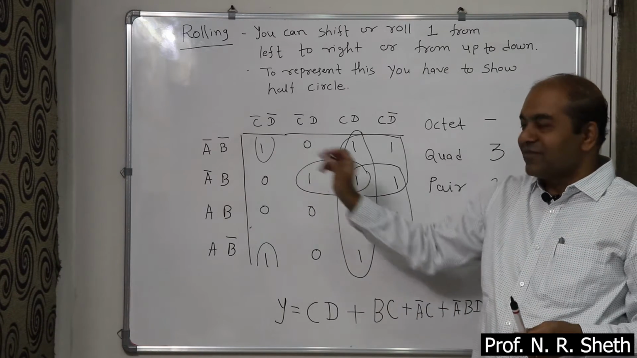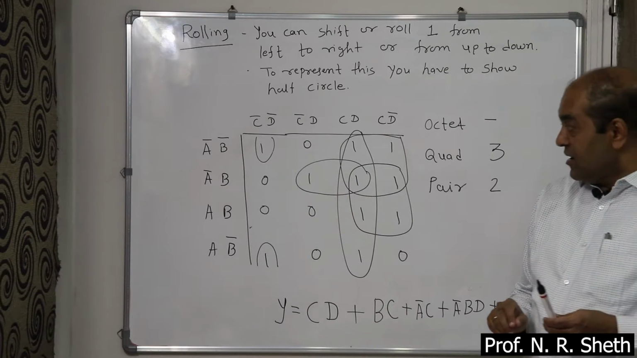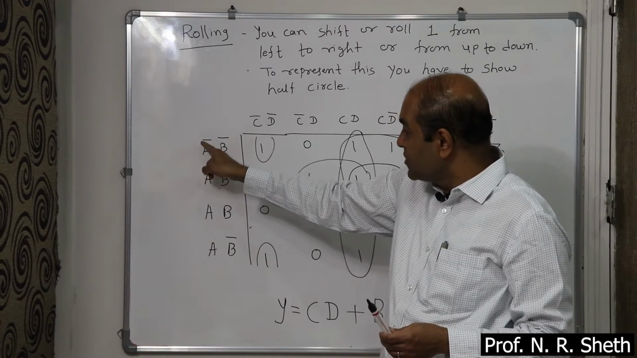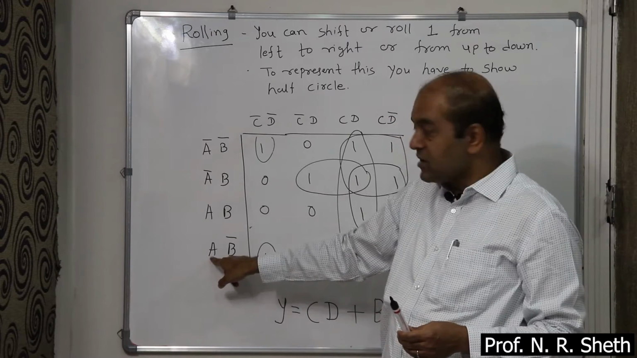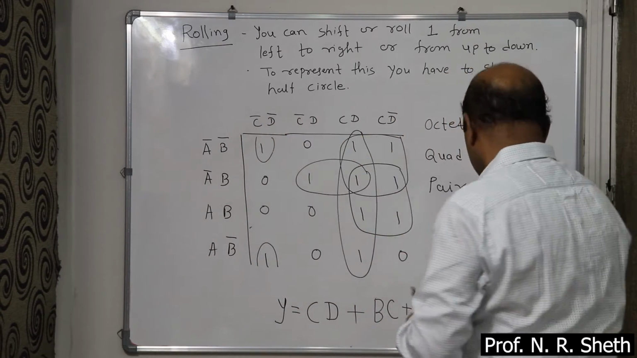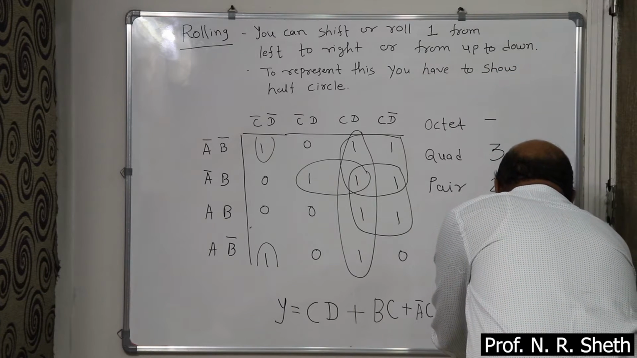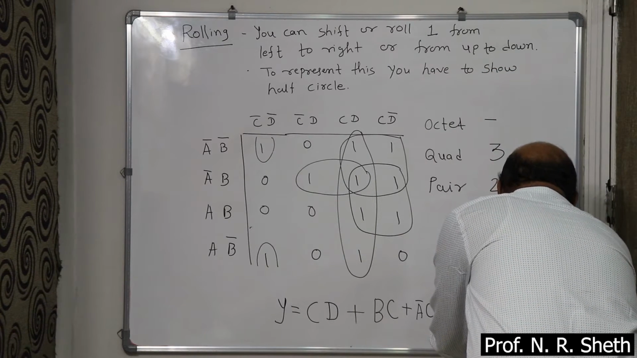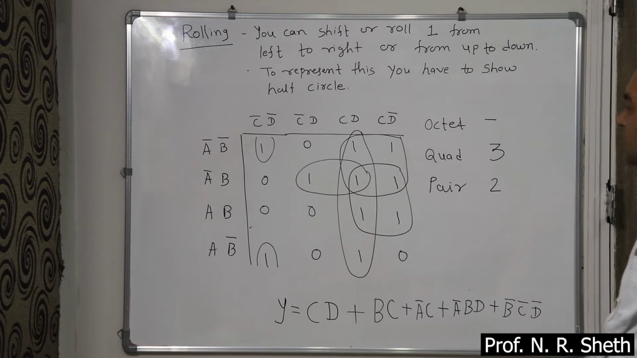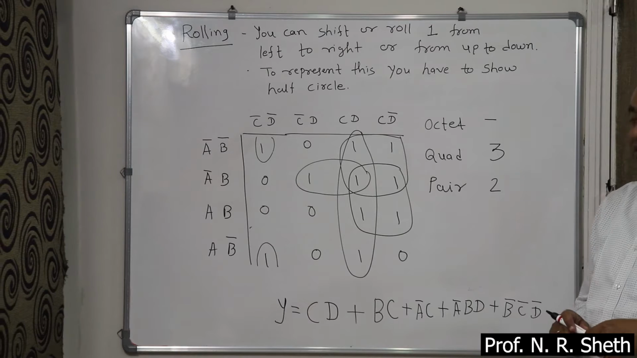And this one. So your focus is on these two. A bar and A cancel, so B bar, C bar, D bar. So B bar, C bar, D bar. This is your answer.